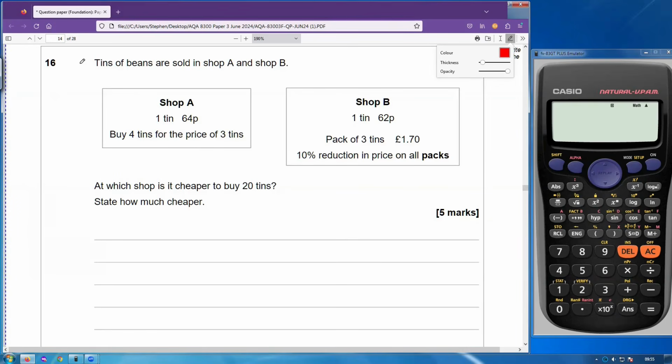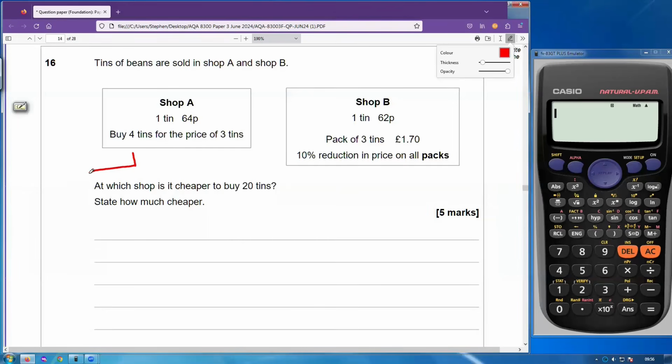Question 16. Tins of beans are sold in shop A and shop B. So let's have a look. Shop A, 1 tin is 64 pence. Buy 4 tins for the price of 3. Okay. Shop B, 1 tin is 62 pence. Pack of 3 tins, £1.70. 10% reduction in price on all packs. At which shop is it cheaper to buy 20 tins? Okay, state how much cheaper.